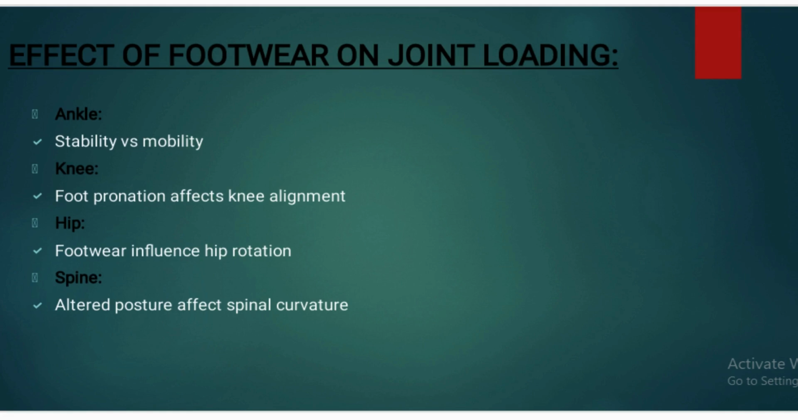What are the effects of footwear on joint loading? For example, in the ankle, it causes stability versus mobility. In the knee, foot pronation affects the knee alignment. In the hip, footwear influences hip rotation, and in the spine, it alters posture and spinal curvatures.